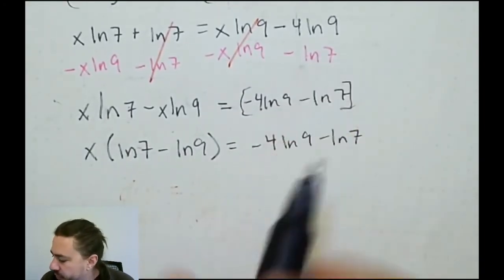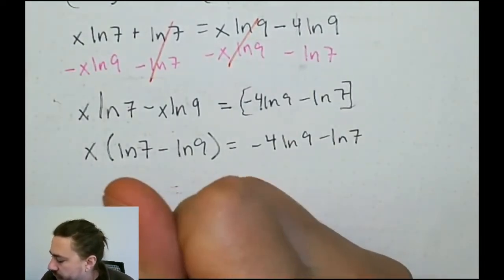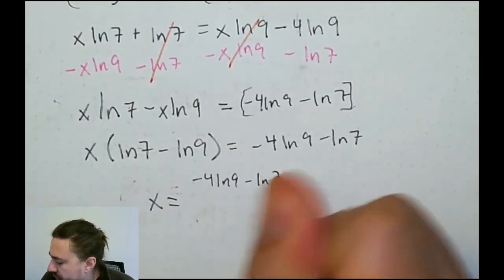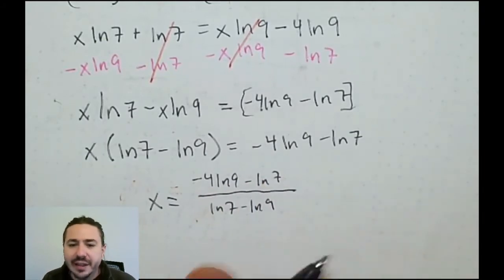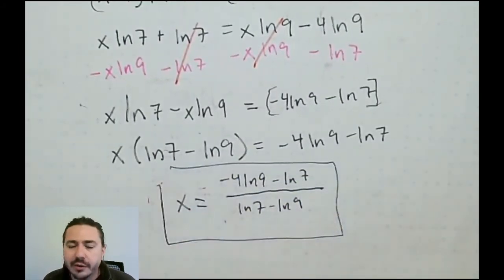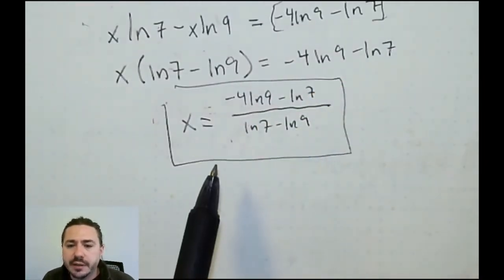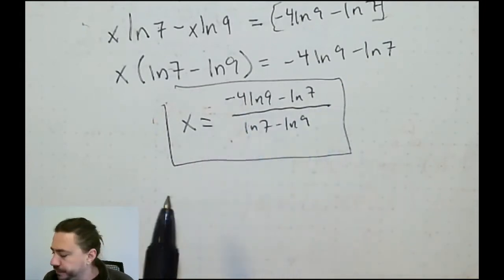All right, so let me go ahead and do that. We're going to divide both sides by natural log of 7 minus natural log of 9. So I get x equals negative 4 natural log of 9 minus natural log of 7, all over natural log of 7 minus natural log of 9. It's not very satisfying, but that is your solution. You could put that in the calculator if you'd like to get a number. We're dealing with the exponential here, so we don't have to worry about erroneous solutions. But you might want to practice putting that in the calculator just to see what you get.